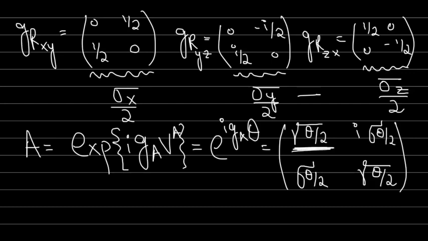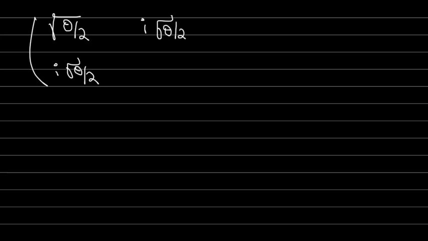This is cosine theta over 2. This is iota times sine theta over 2. This is sine theta over 2. And this is cosine theta over 2. Right. Now, if we look at this matrix, we have constructed this matrix. Let me write it down on the next page. So it is cosine theta over 2, iota sine theta over 2, iota sine theta over 2, and cosine theta over 2.